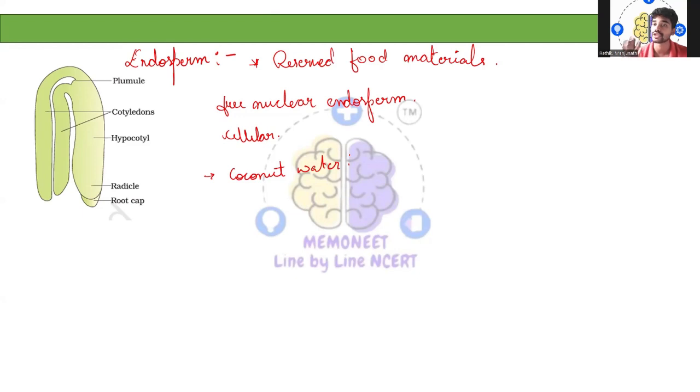So there are thousands of nuclei. The coconut water that you are seeing is actually free nuclear. So it is thousands of nuclei, surrounded by the white kernel, which is the cellular endosperm. This is one way. Not everything has to be like that.